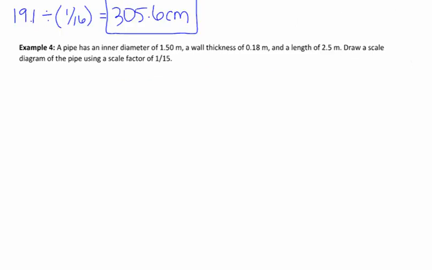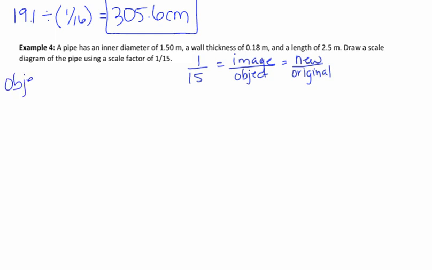In example 4, a pipe has an inner diameter of 1.5 meters, a wall thickness of 0.18 meters, and a length of 2.5 meters. We want to draw a scale diagram of the pipe using a scale factor of 1 to 15. So again, my scale factor is my image to my object, or new shape or new object to your original, whichever way makes more sense to you. Again, our formula is always your original object times your scale factor to get your image.